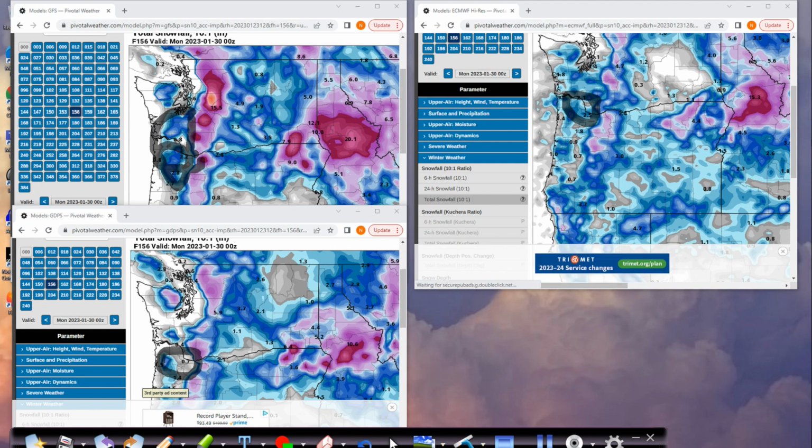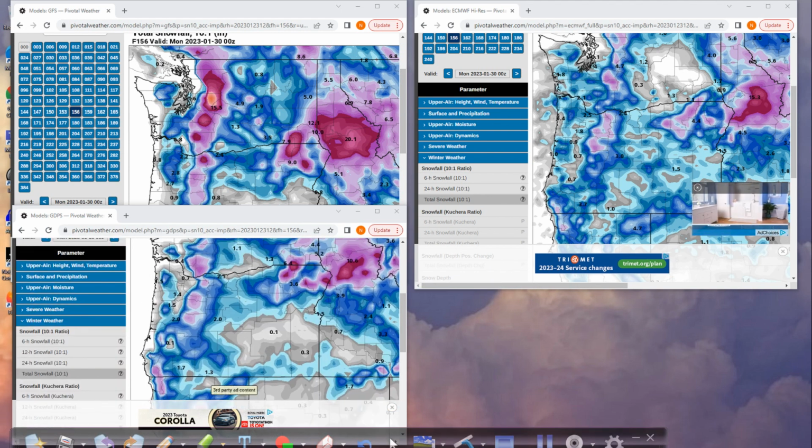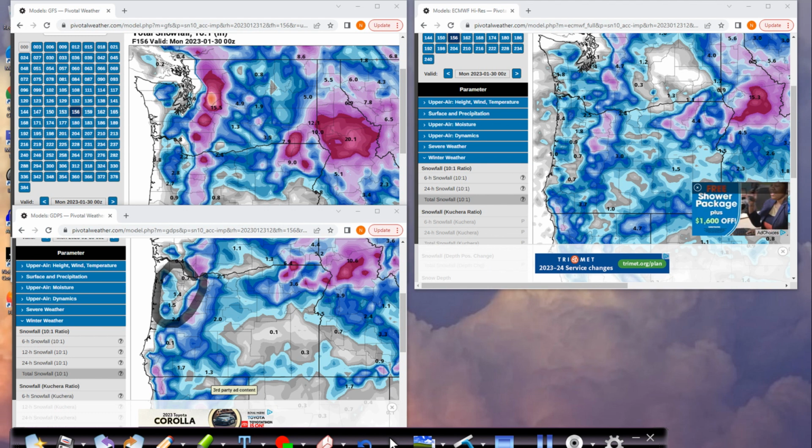On the European model, the upper right-hand corner here, a little less when you get down to Salem, but still in the 1 to 3 inch range in the area. European model, like I said, a little less, about an inch, maybe a little less. So we might see some light snow. It wouldn't be anything heavy, and again, this is still 5 days out, 5.5 days out from when I'm doing this.